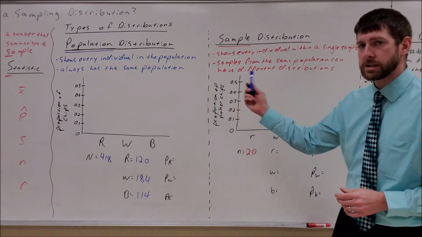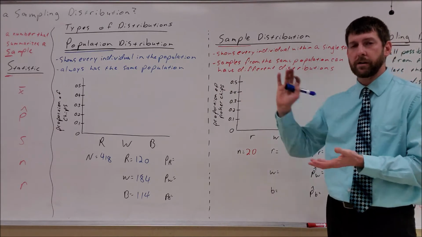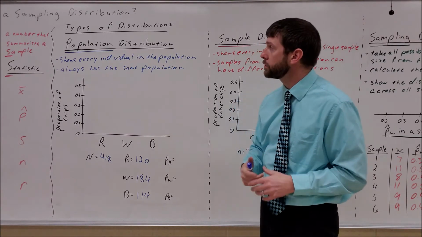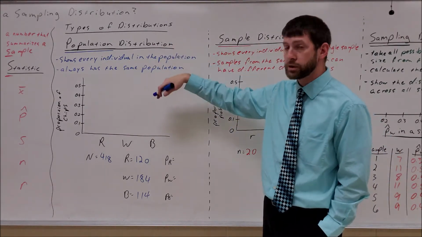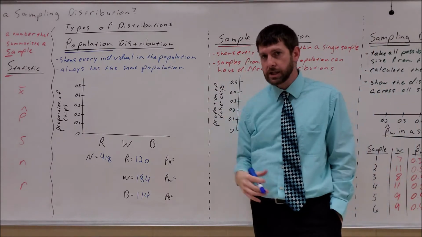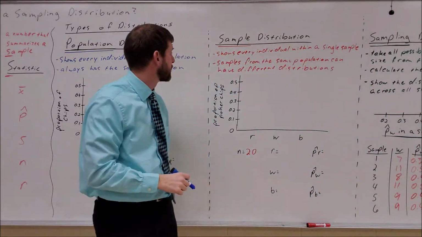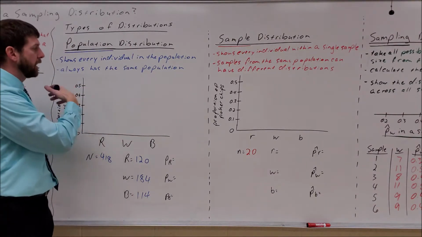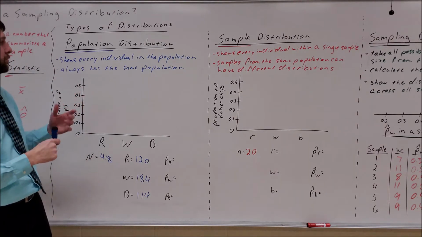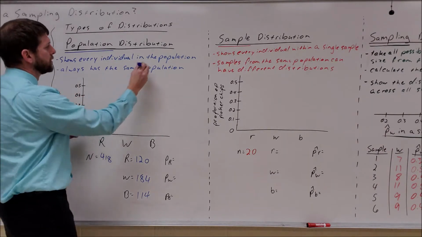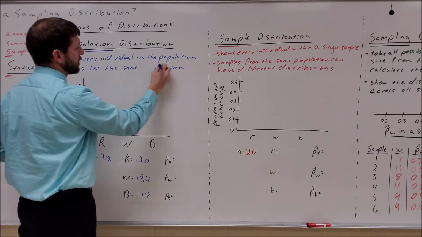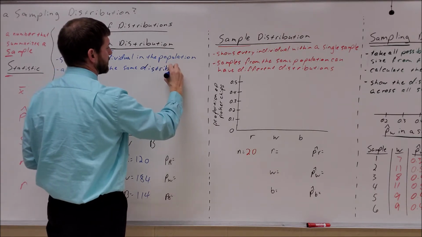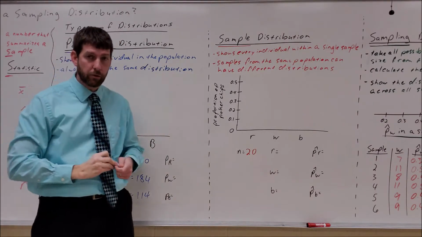Okay, so the first 2 that we're going to discuss, we've used many times, but I want to talk about how they compare or relate to the new one, which is a sampling distribution. So types of distributions: we have population distributions, sample distributions, and then in a second we'll describe a sampling distribution. A population distribution, as we know, shows every individual in the population, and always has the same distribution. So one population can only produce one distribution.